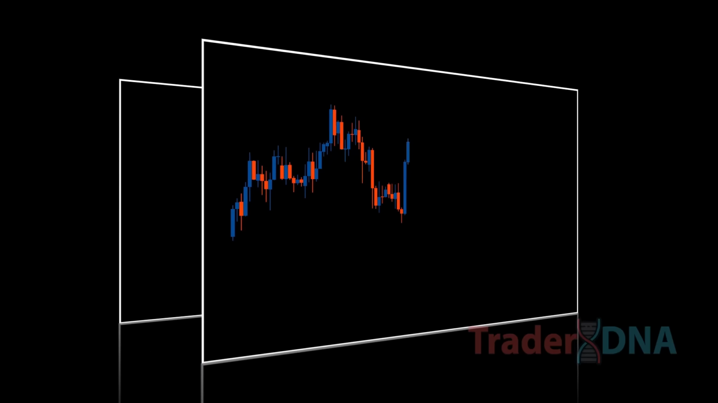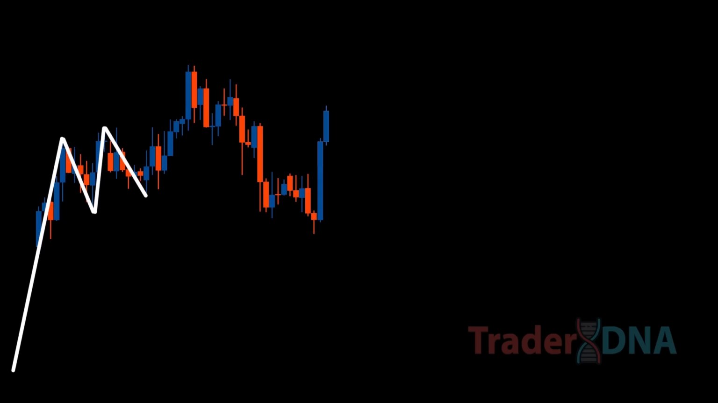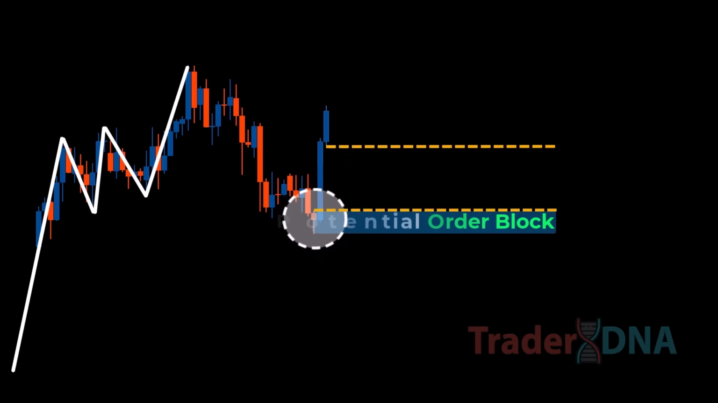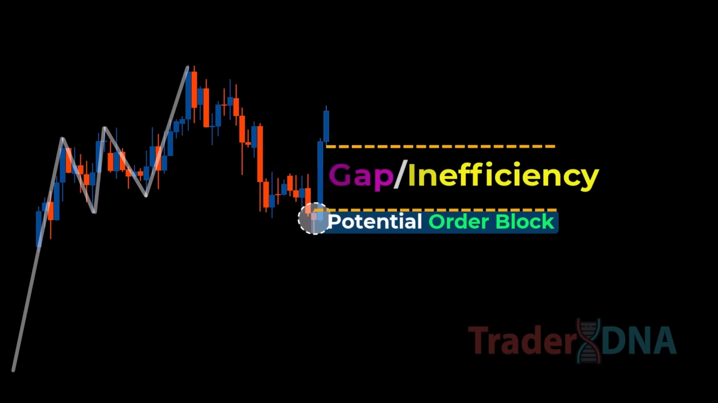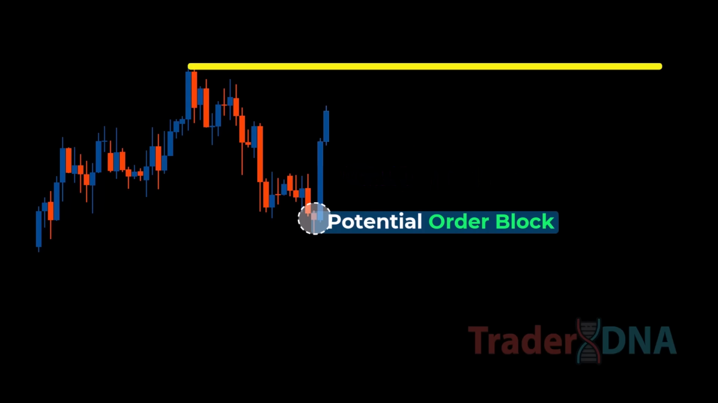Let's break down another example. On this chart, price is printing higher highs and higher lows, clean uptrend structure. And right here, we spot a potential order block because there's inefficiency. But hold up, price hasn't created a new higher high yet. Without that break, this is not a valid order block. We wait, then things shift.